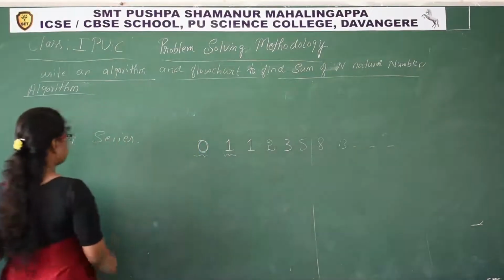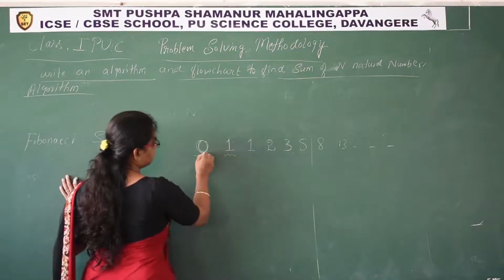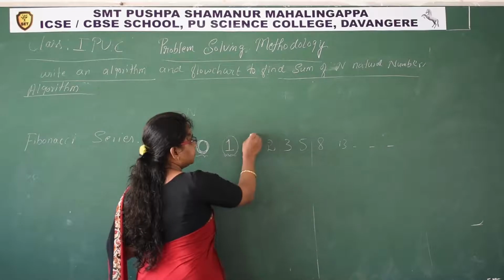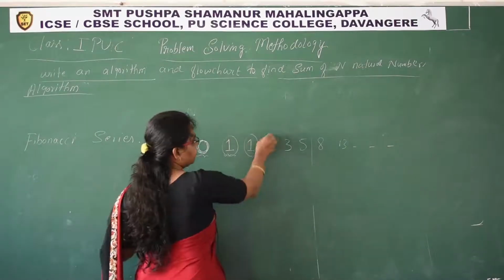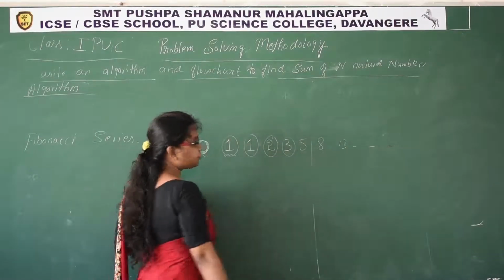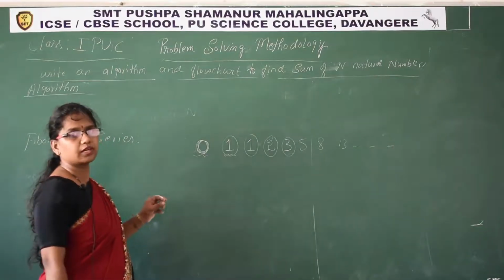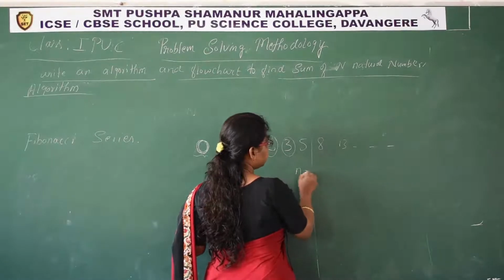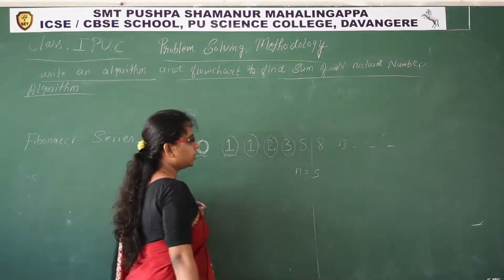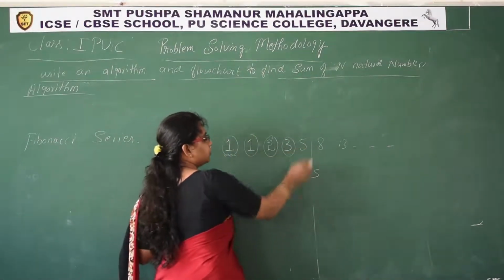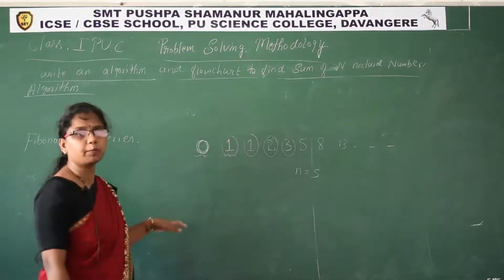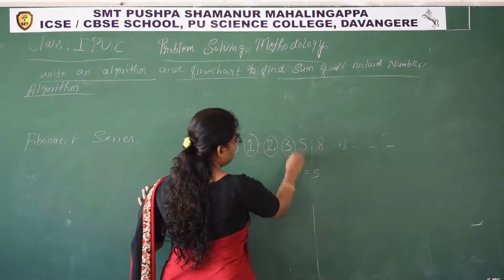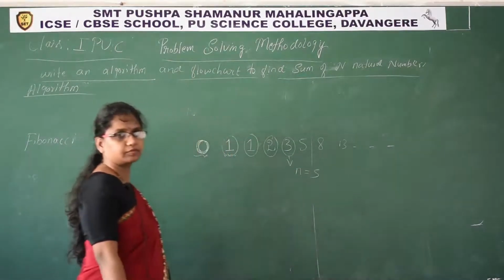See here, this is the first number in the series and it is the second number in the series. This is the third number in the series and it is the fourth number, fifth value, nth value. Nth means if n is equal to 5, not the value 5, the fifth Fibonacci number: 1 2 3 4 5. The fifth Fibonacci number is 3.